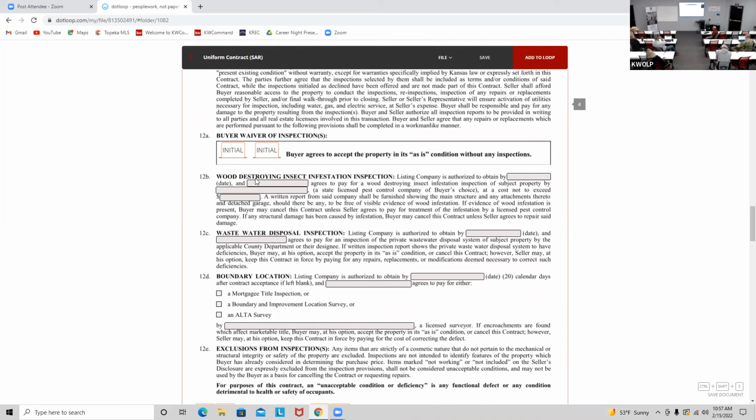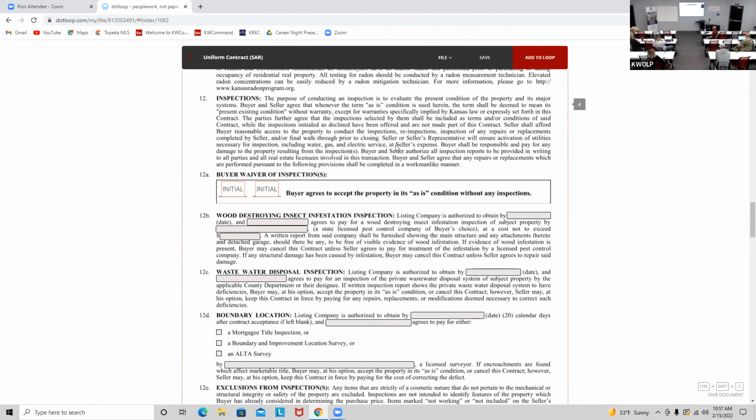So, wood destroying insect infestation. Listing company is authorized to obtain by X date. Make sure your date's realistic. And who, buyer or seller, agrees to pay for the wood destroying insect infestation inspection of the subject property by the name of the company. I'm not going to tell you who to use. There are lots of companies out there. What I would say is do your due diligence to make sure that you use a company that offers a warranty.